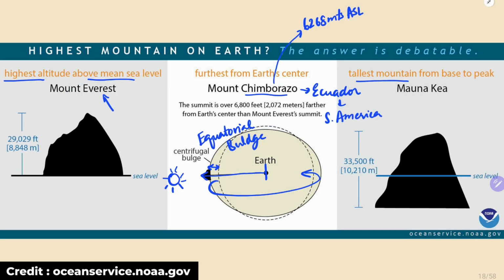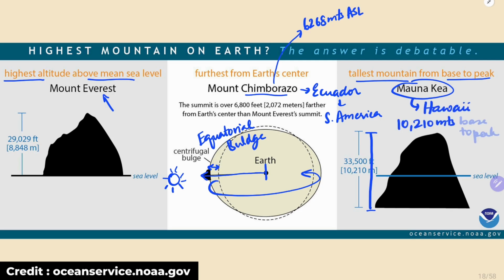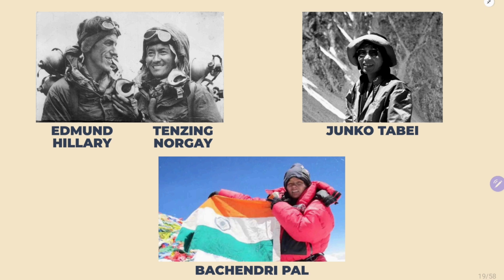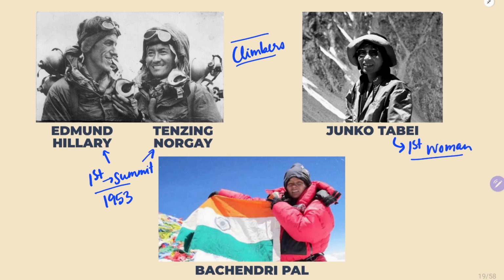Further, if we talk about the tallest mountain from base to peak, it is Mauna Kea, located in Hawaii, which is 10,210 meters from base to peak, where its base starts below sea level. Coming back to Mount Everest, notable climbers of Mount Everest are Edmund Hillary and Tenzing Norgay, who were the first to reach the summit in 1953, Junko Tabei, who became the first woman to summit Mount Everest in 1975, and Bachendri Pal, who became the first Indian woman to climb Mount Everest in 1984.